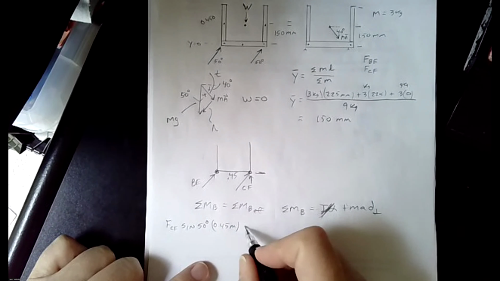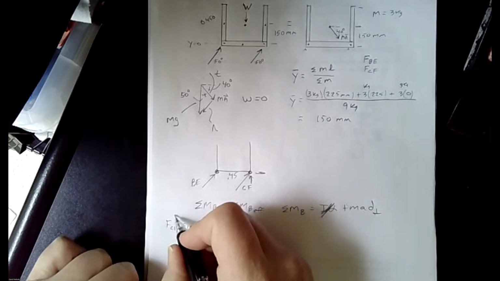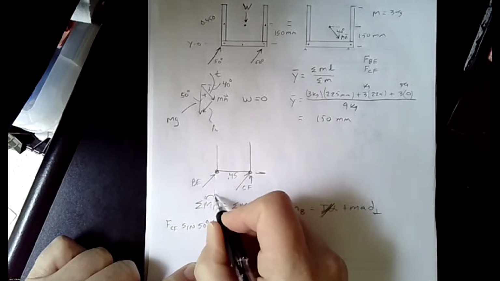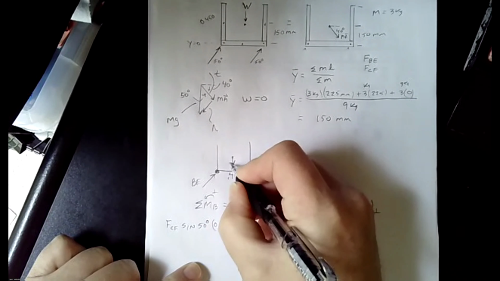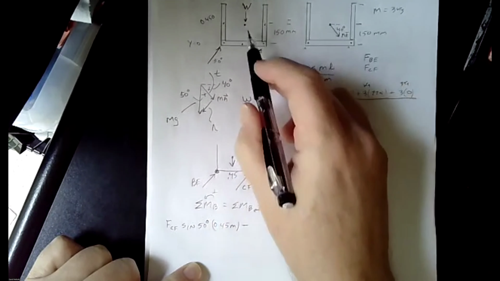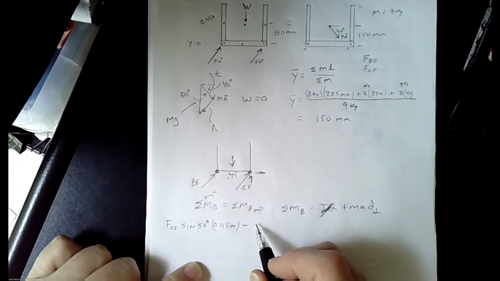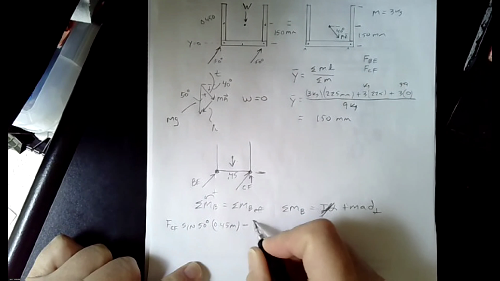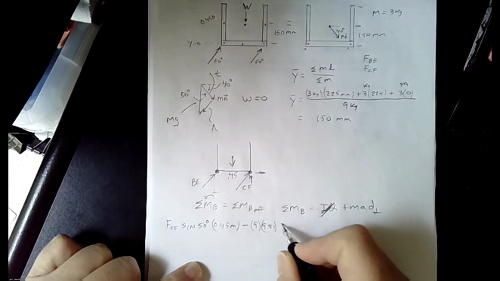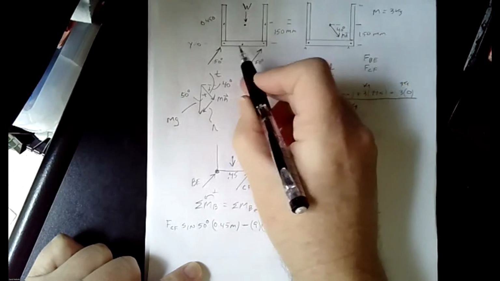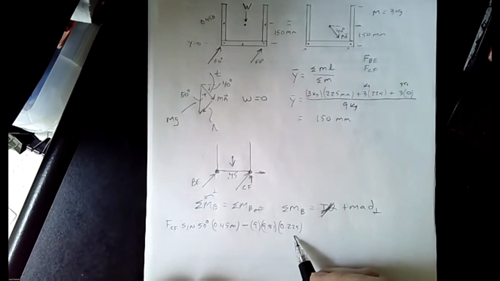And then that's counterclockwise. So again, we're following the convention of positive. And now we have to subtract because we have our center of gravity up here. And that's going to be minus 9 total mass times gravity, and then times 0.225 or half of that width. Okay. So that's the only force we have acting.